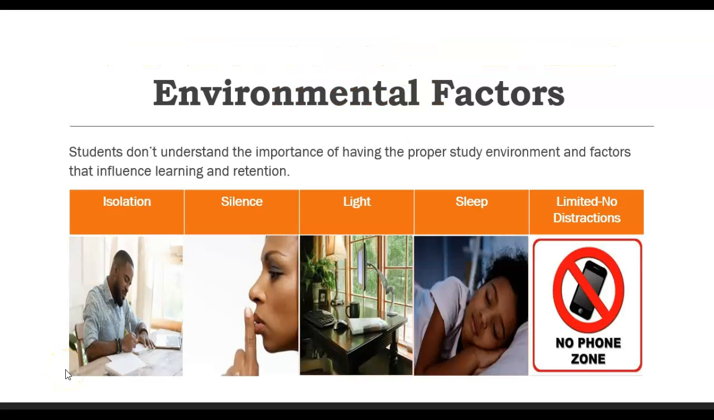Here are some environmental factors. Students don't understand the importance of having the proper study environment and factors that influence learning and retention. A good study environment requires isolation, silence. There needs to be good lighting. It is very important for students to get their sleep, and it's important to have an environment with limited to no distraction.